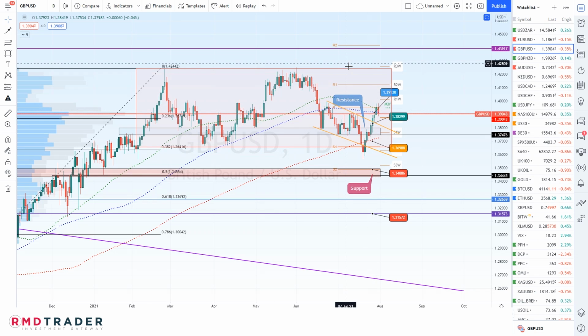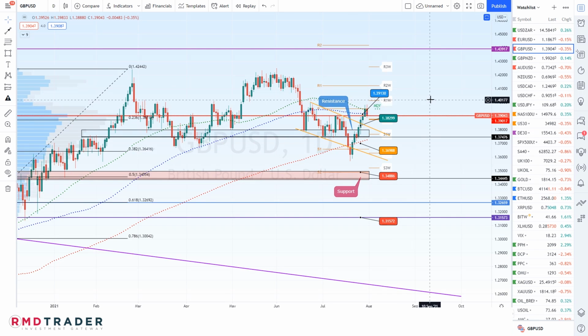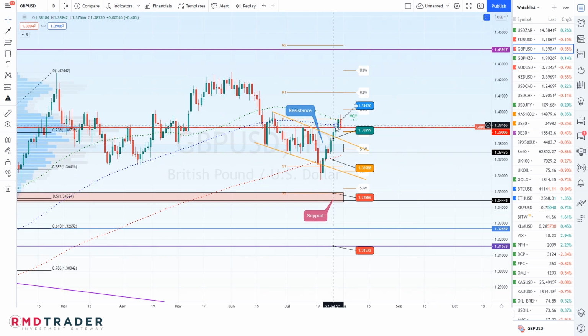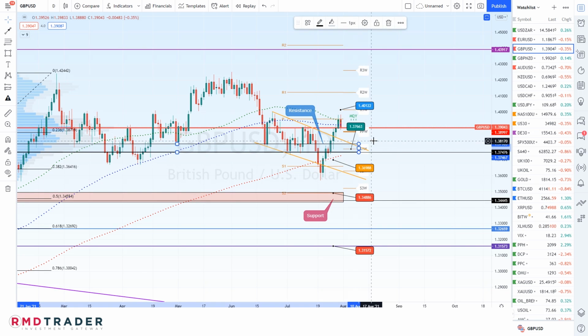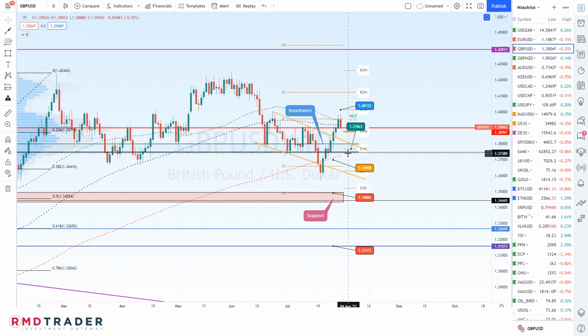Currently, we are struggling with that daily 100 SMA. As you can see, we are seeing some price rejection, meaning there's a very good chance at this stage that we see price retest one of these lower levels, and one of those levels will probably be somewhere in the vicinity of that weekly S1, because that also coincides with the daily 200 moving average. So that would be at 1.376. And sorry, I'll rather make that orange one, because that is usually the support level.